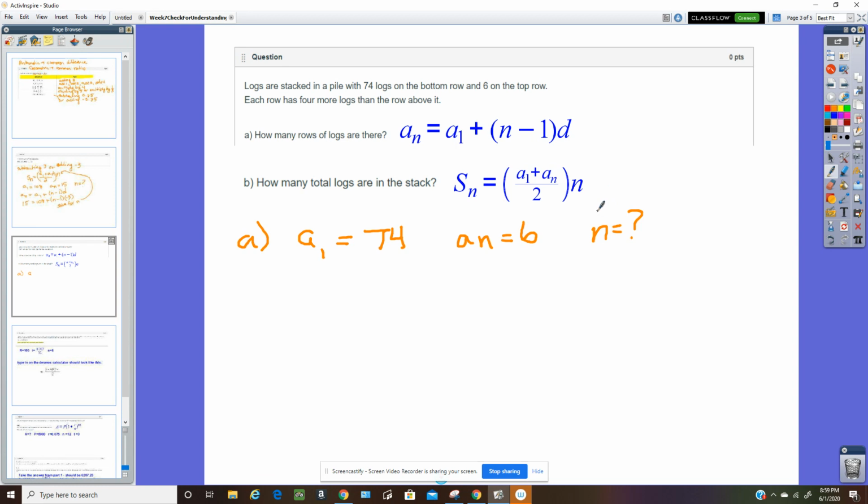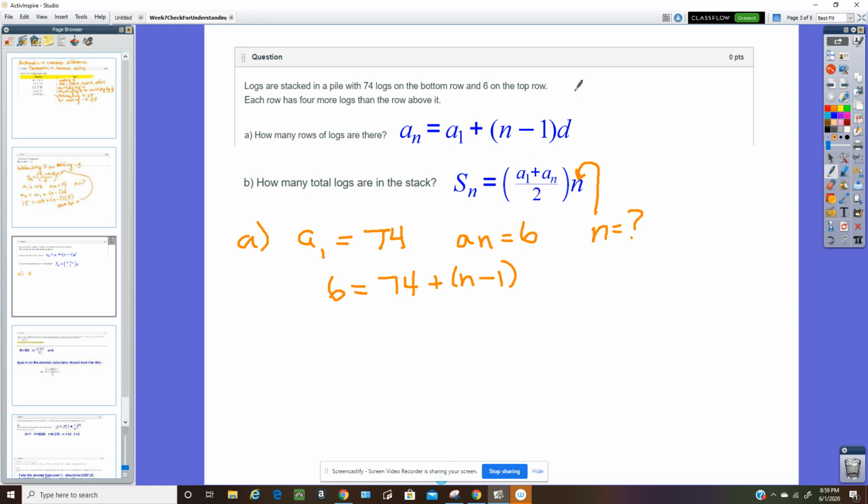And then when you find that, you can plug that in here. So the letter A would be A sub n is 6. And the first row has 74 logs. And then plus n minus 1. It should say that each row has 4 more logs than the row above it. Yeah, that's right. So that would be -4.